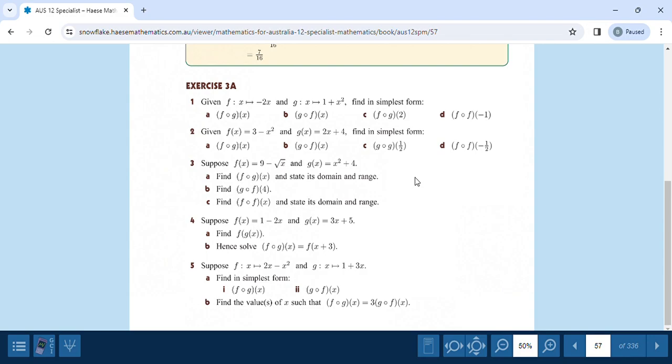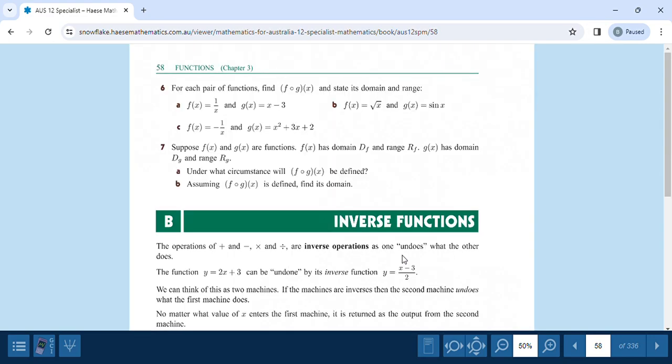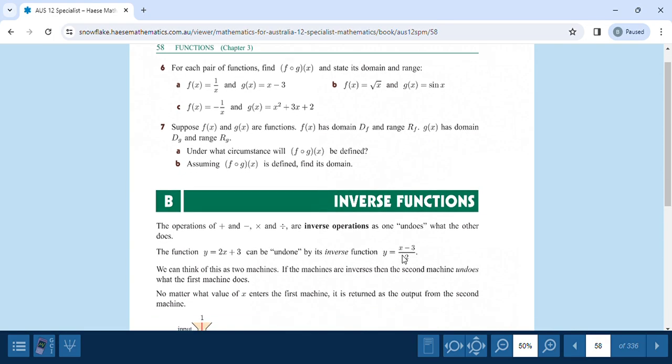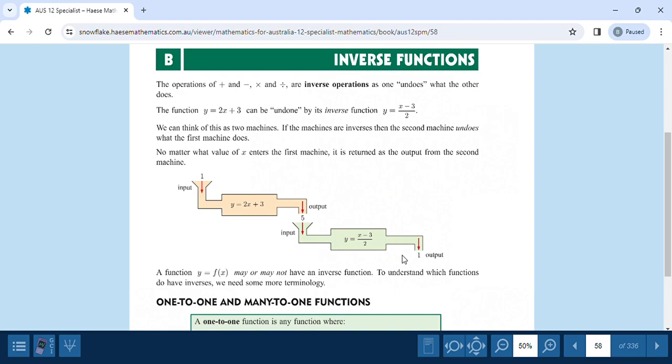And so then you can work out the domain and range from that. And then you've got other questions that are very similar, 4 and 5, and then 6 and 7 where it gets a bit more complicated. And then we move on to inverse functions.